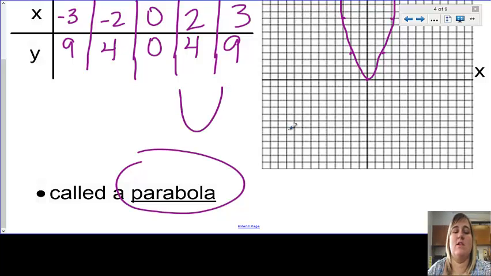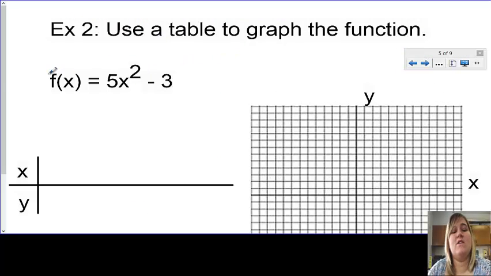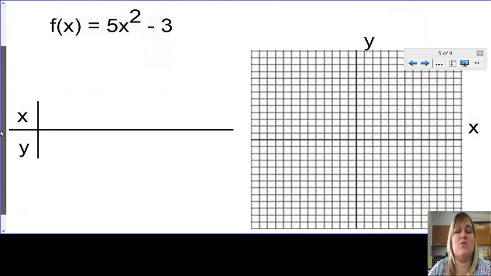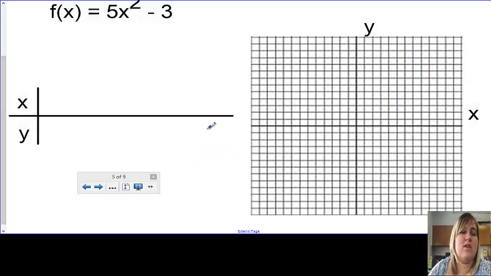Okay, it should look like a nice U. My graph isn't fantastic. It's hard for me to trace on this thing. So that's a parabola, and that's what the parent function looks like. So it says to use a table to graph this function. So we're going to do the same thing. I'm going to choose some a negative, 0, positive, that sort of thing.